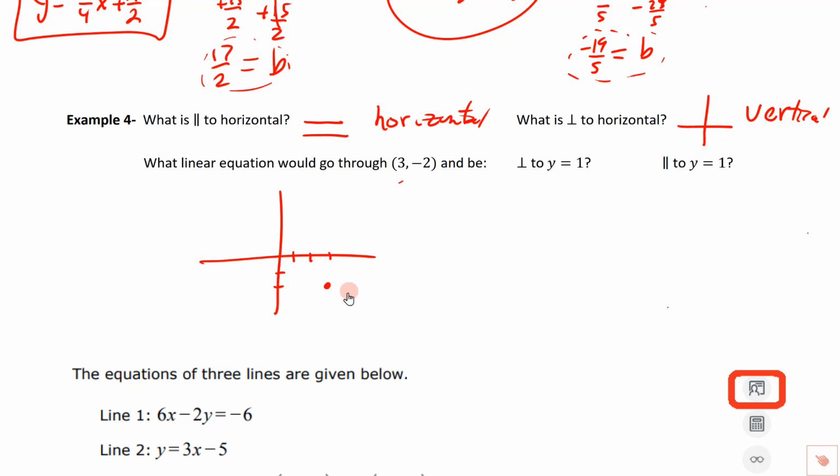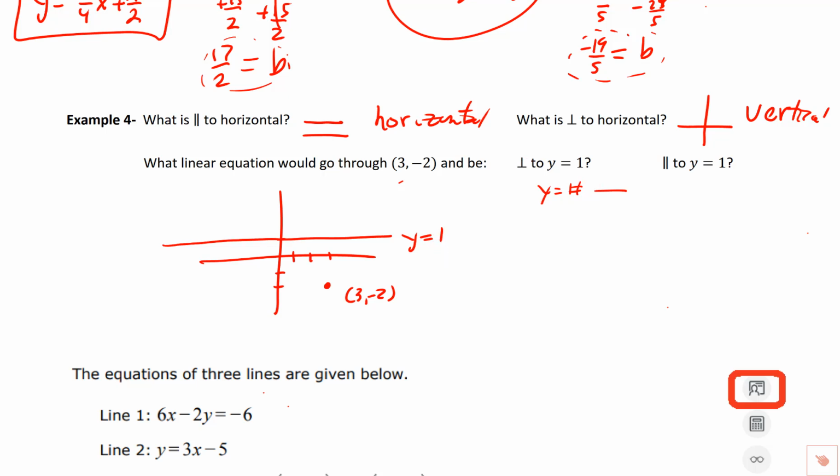Down 2. So this is our point. That point is 3 comma negative 2. And we want one that's perpendicular to y equals 1. Well, we got to remember what y equals 1 looks like. Remember, y equals a number is horizontal because it crosses the y-axis at 1. So we're going to put the line right here. That's the horizontal line, y equals 1.